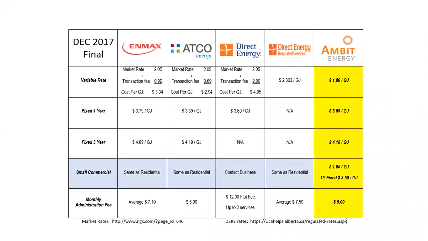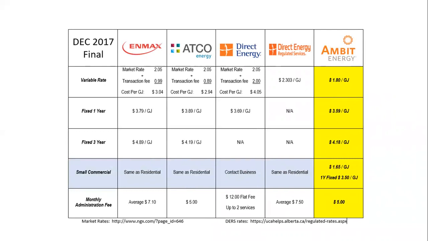Here's a quick glimpse at December. Remember I talked about being competitive versus the incumbent. There you can see the incumbent's price was $2.30 per gigajoule. We stayed at $1.80. Hey, this is excellent. In December, it was super cold. It's Christmas time. People are making turkeys. They have their heat on. They have all that kind of stuff. People are using 30 or 40 gigajoules, right?